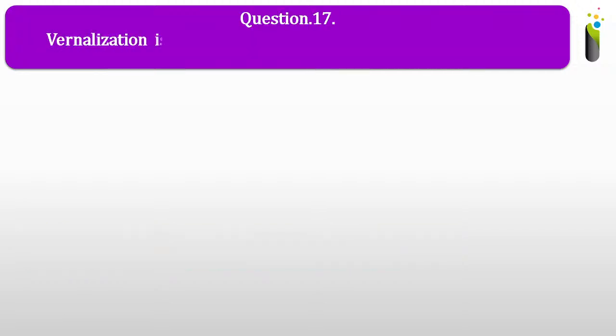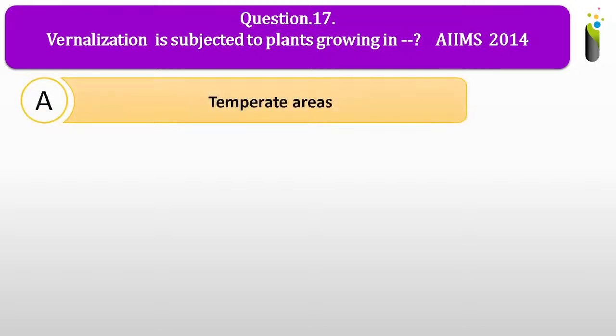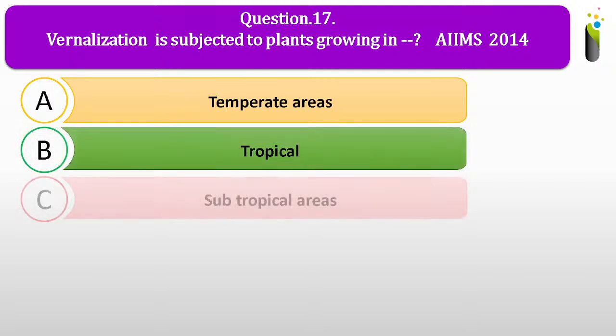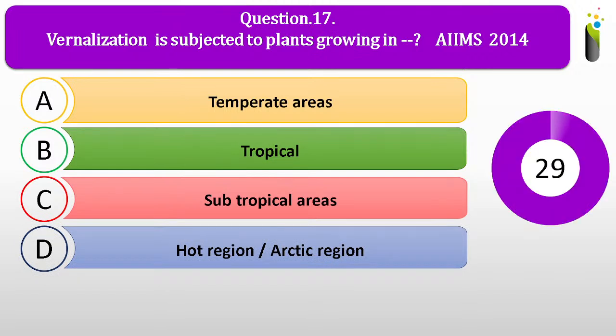Question number 17. Vernalization is subjected to plants growing in dash. This question appeared in AIIMS 2014 and your options are A, Temperate areas, B, Tropical, C, Subtropical areas, D, Hot region or Arctic region.